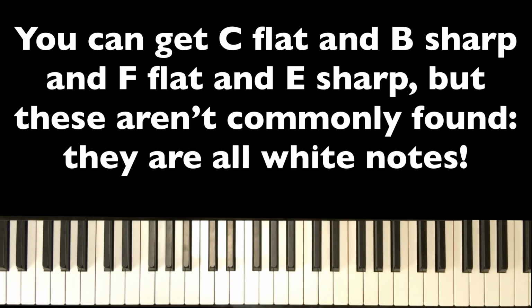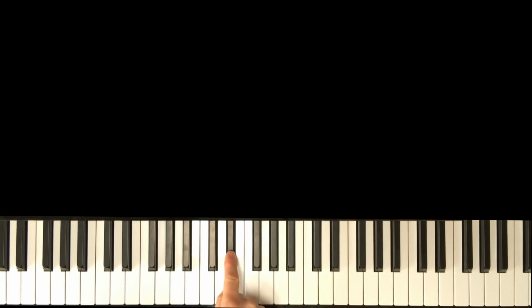Now, confusingly, these black notes are also known by another name. If we have D sharp here, the next note up, the next white note up from the D is the E. But if I go from the E to the black note to the left, that's called E flat.